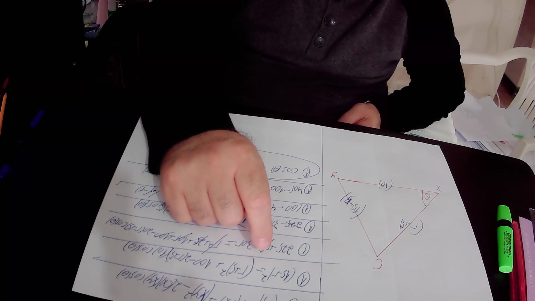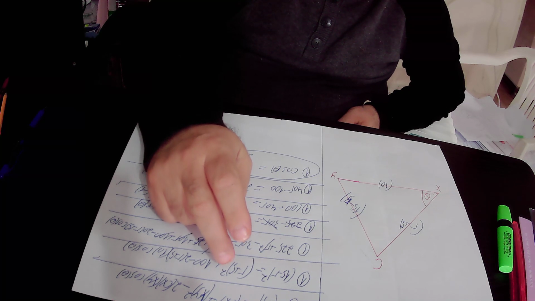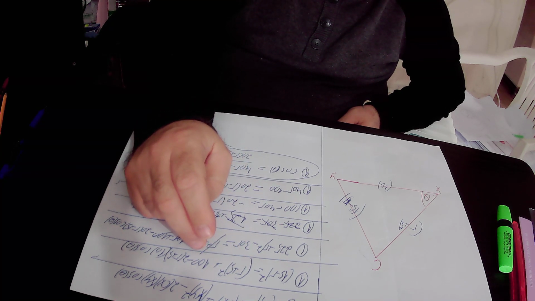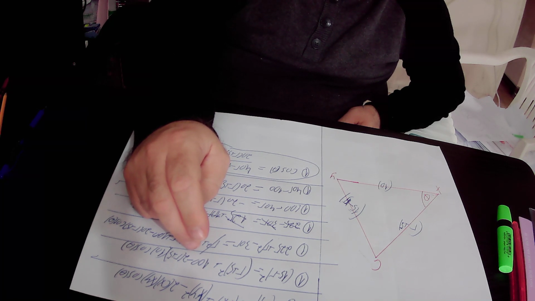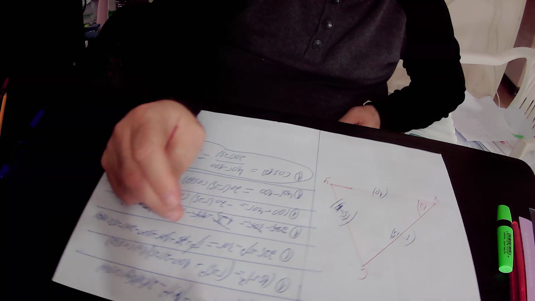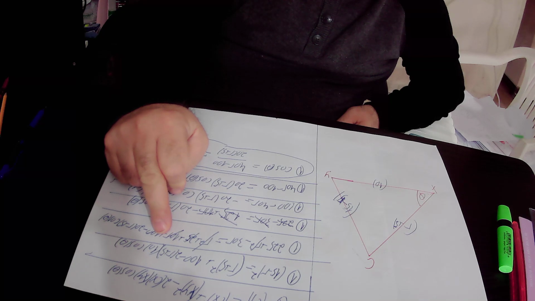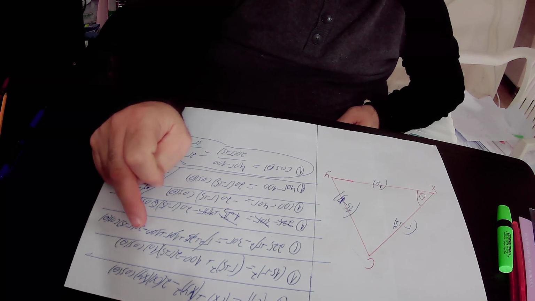CY is 15 minus R, so CY squared is (15 minus R) squared. That is equal to CX squared. CX is R plus 5, so CX squared is (R plus 5) squared, plus XY squared. XY is equal to 10 units, so XY squared is 10 squared, that is 100. Minus 2 times CX, which is R plus 5, times XY, which is 10. So it is minus 2 times (R plus 5) times 10 times cosine theta.